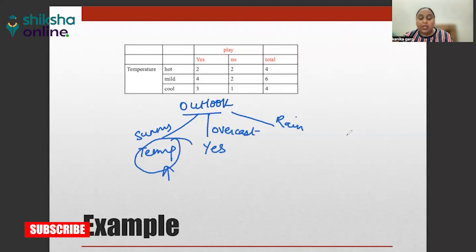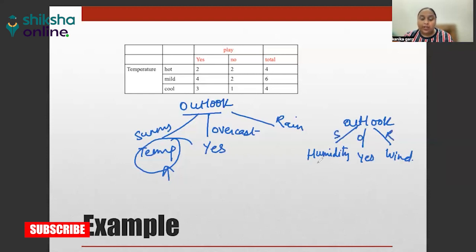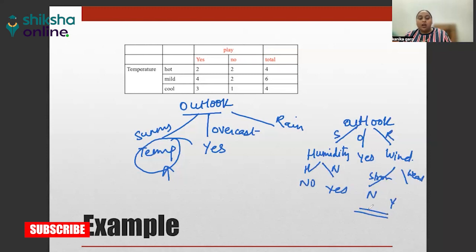So our final tree would look something like this. This is humidity. This is wind. And this is yes, for the overcast. This is sunny, this is overcast, this is rain. Then for humidity, it will be high or normal. And then no, yes, then strong and weak, then no and yes, right? So this is how we create a decision tree.